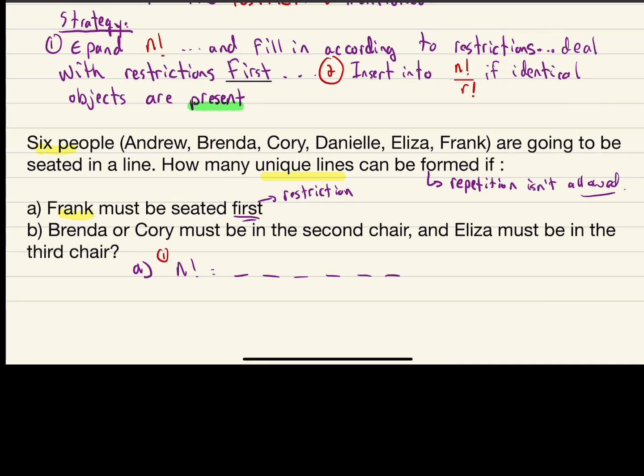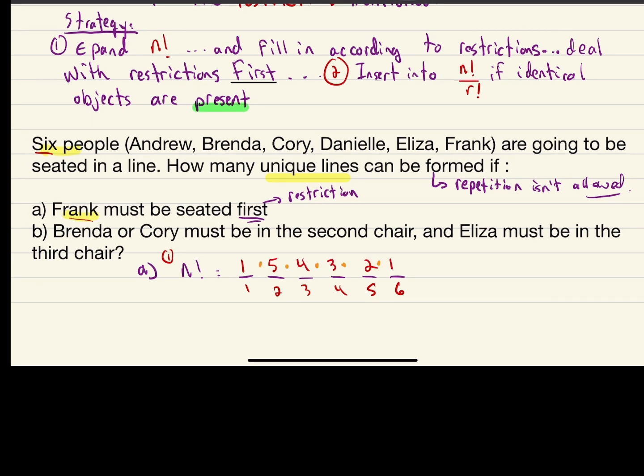So like it's mentioned in the steps, we're going to expand n factorial first, which in this case would be 6 factorial, since there are 6 subjects in this question. And we're going to deal with the restriction first. In this case, Frank must be seated first. So there's only one possibility in the first chair. And I'm going to number them accordingly here. 1, 2, 3, whoops, sorry. We're going to go 4, 5, and 6.